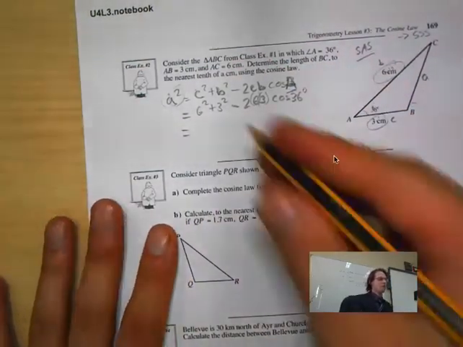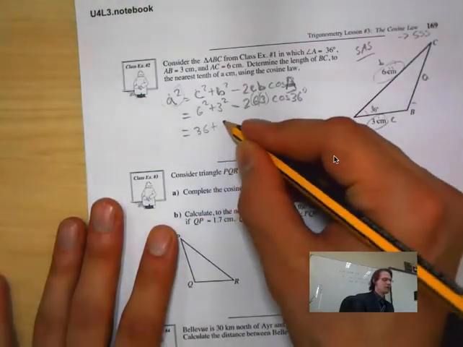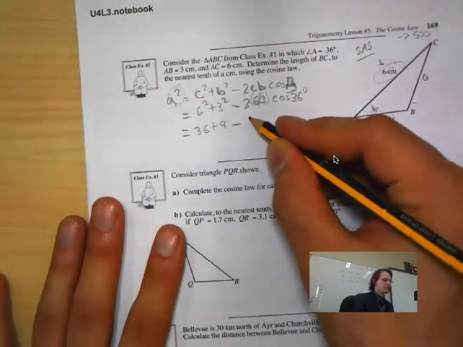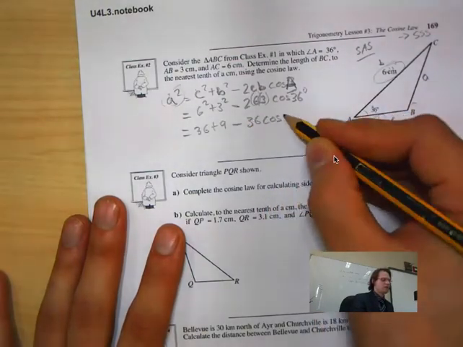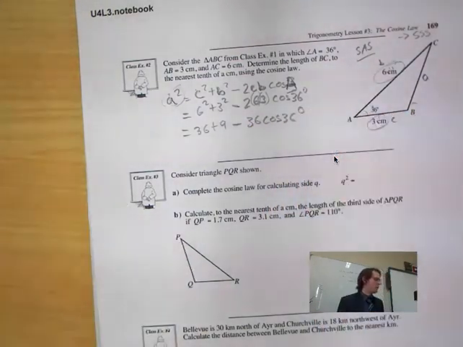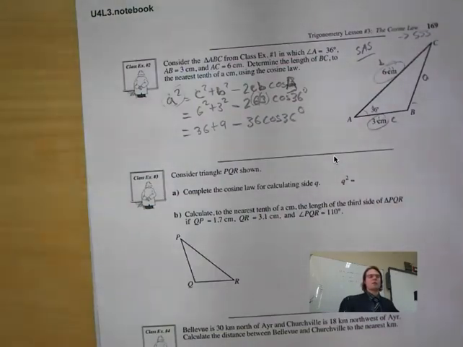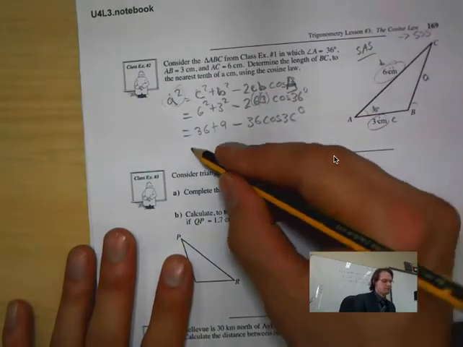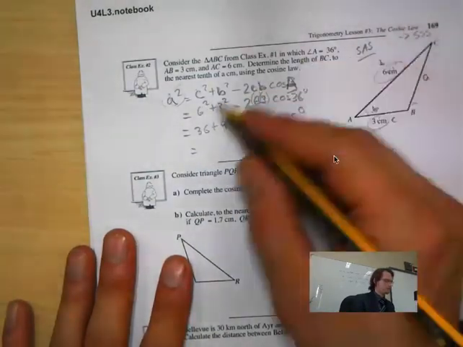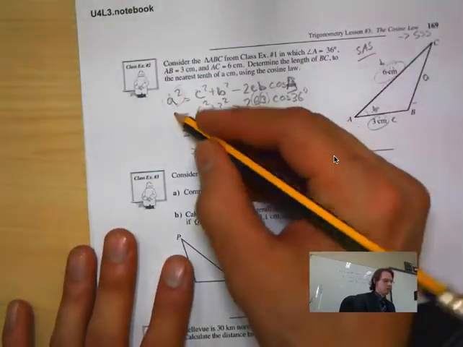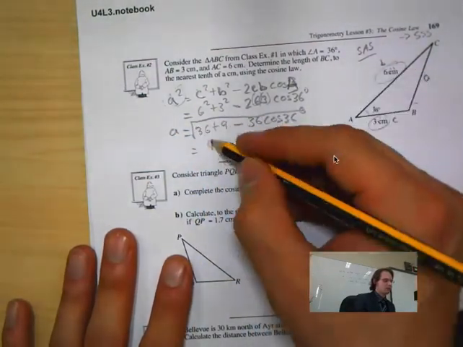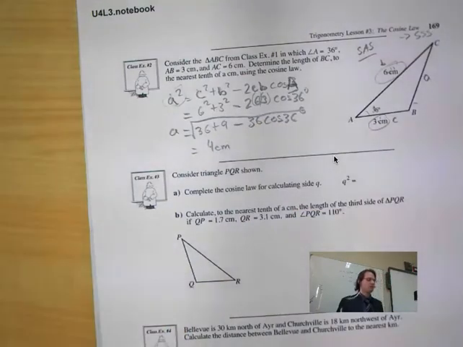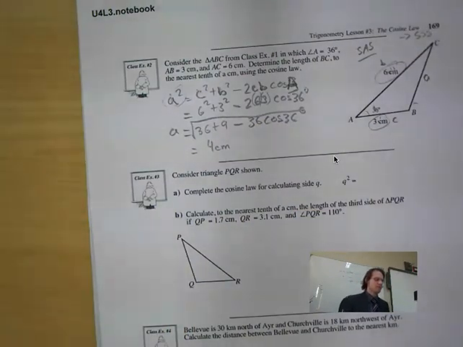So we continue that, I'm going to get 36 plus 9 minus 36 cos 36 degrees. Now when I calculate that all out, I am going to end up getting a total of 4 centimeters. This is a squared, so we have to square root this answer. That's going to give me 4 centimeters. All right? Next one.